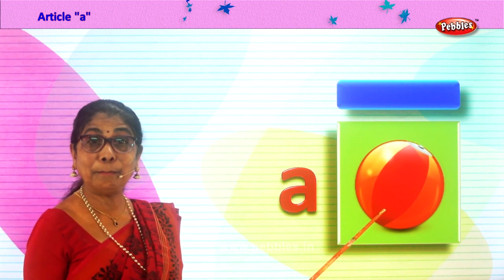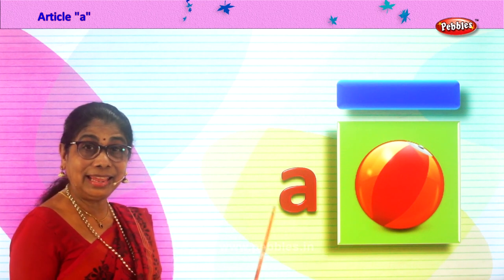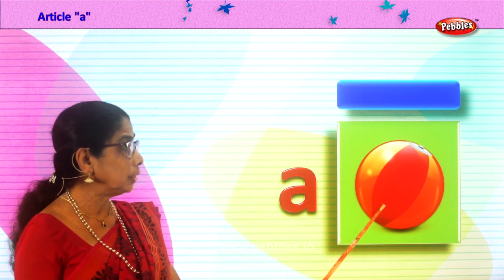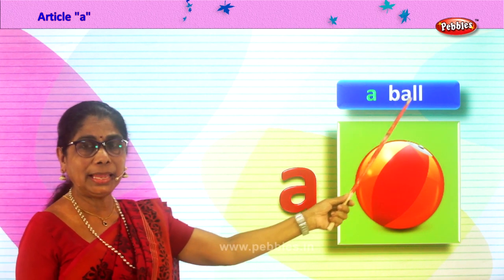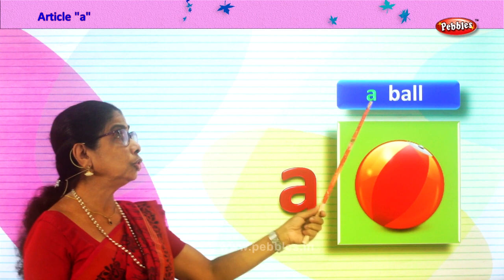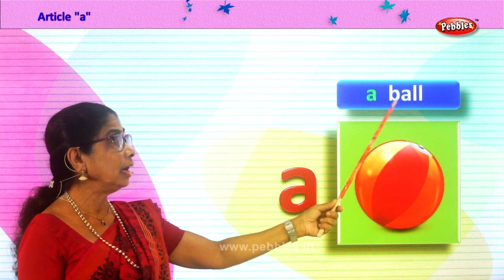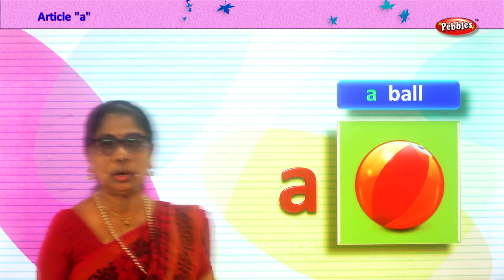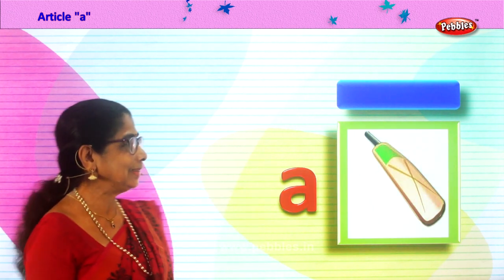Let's go on to another picture. What is this? Ball. You play with the ball? Yes. Article A is put in front of the consonant. Ball spelling. B-A-L-L, ball. So, a ball. You read it as a ball. Article A is put in front of the consonant B. A ball.